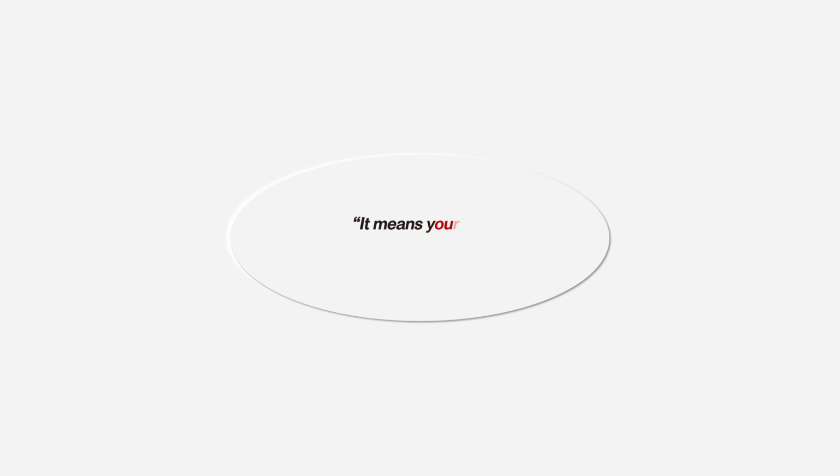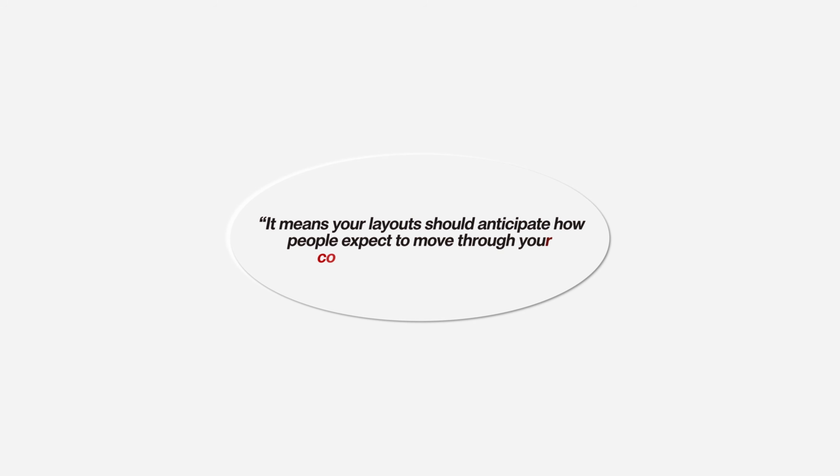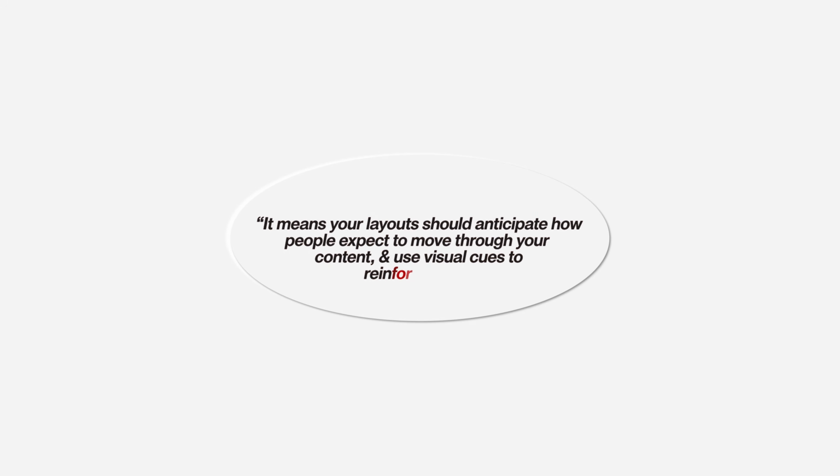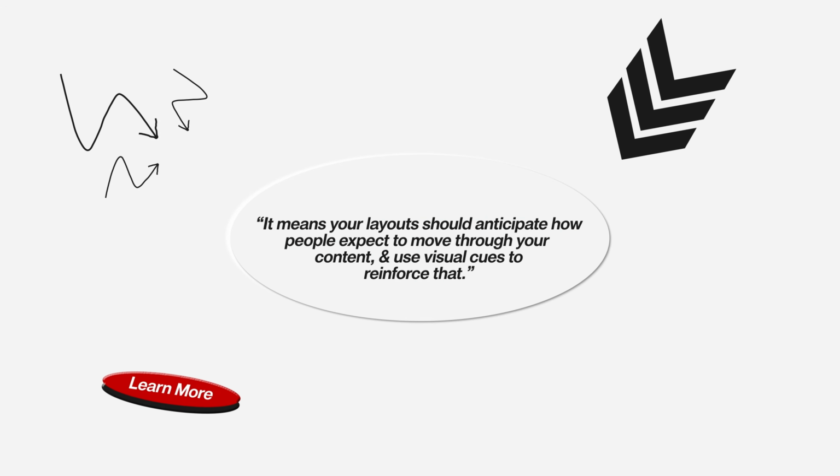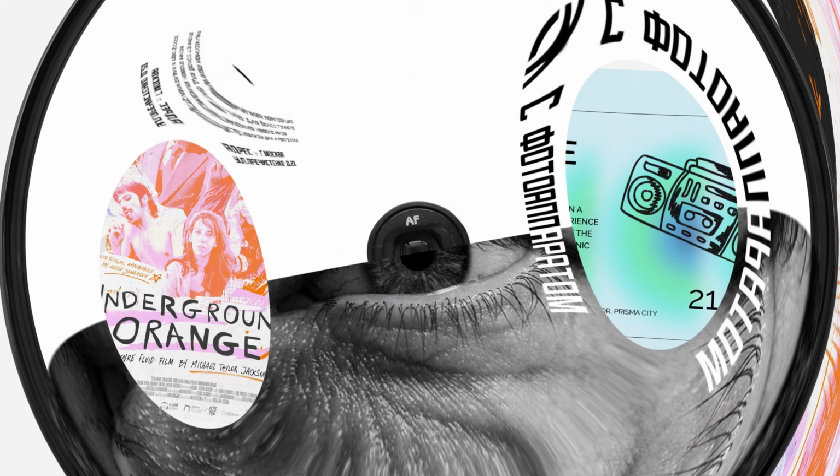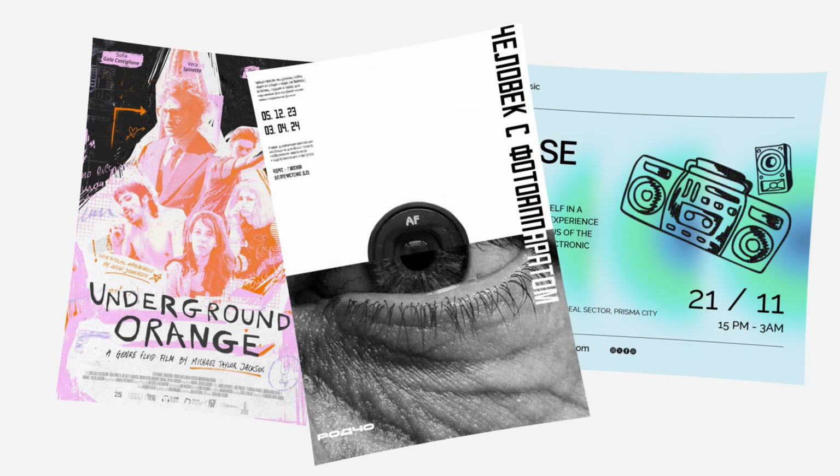Well, it means that your layouts should anticipate how people expect to move through your content and use visual cues to reinforce that. Arrows, chevrons, highlighted buttons, even ghosted tap zones. These aren't just interface elements anymore. They're behavioral gravity wells. And if you're designing a poster for a digital campaign, a social carousel, or even a portfolio slide, placing visual emphasis in these expected zones will help the eye land and move with purpose.